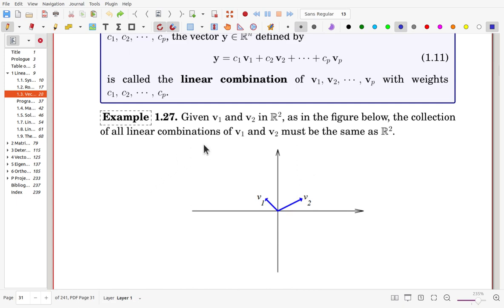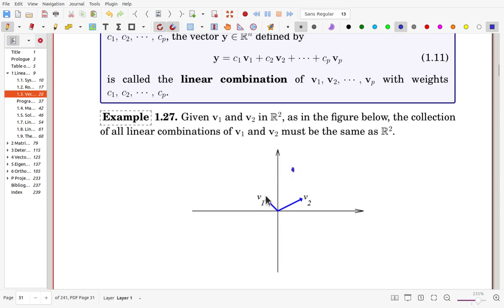Let's see this example. V1, V2 in R2 are given as in the figure. The collection of all linear combinations of V1, V2 must be the same as R2. That means that if you choose any vector in R2, or identify it as a point, then you can reach this point by using V1, V2 as a combination of these two vectors. Okay, we can do that, right?